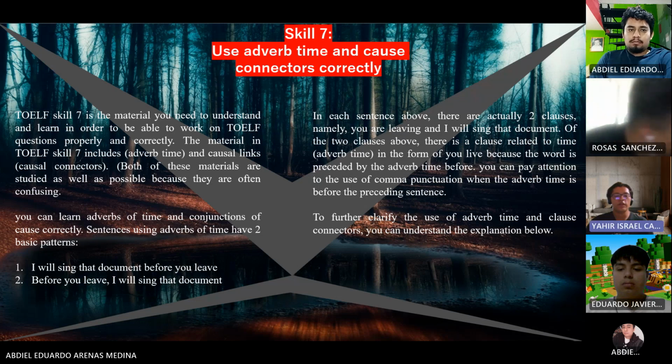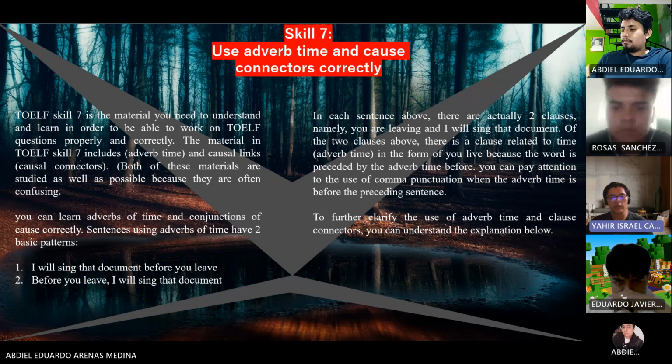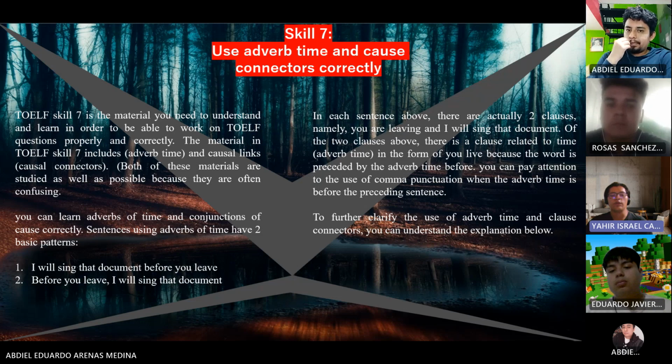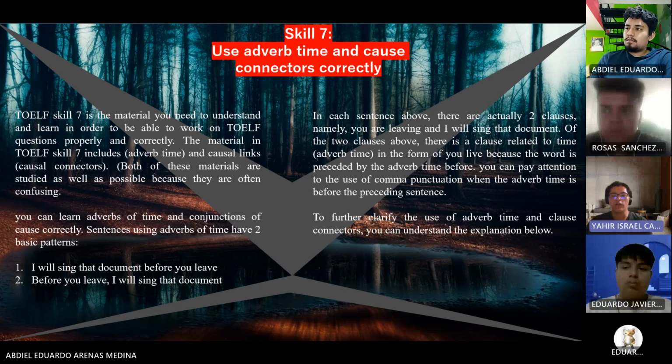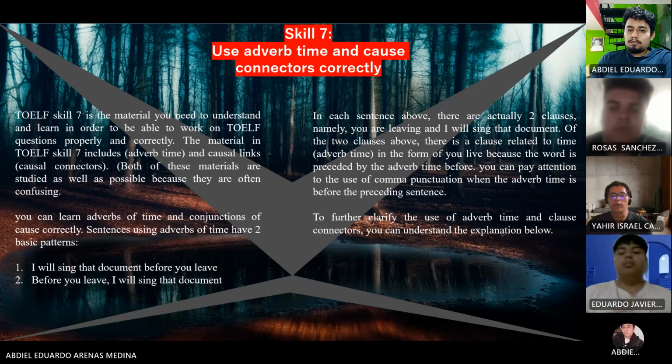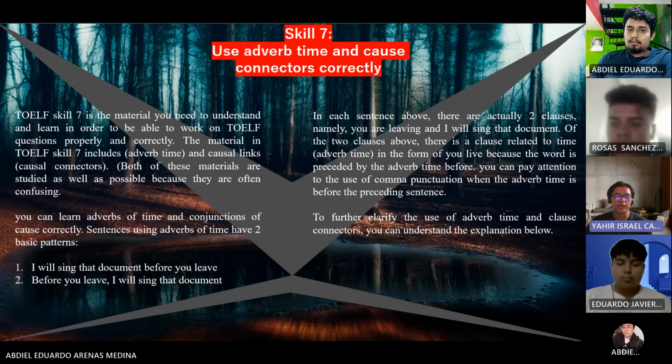Sentences using adverbs of time have two basic patterns. I will sign that document before you leave. Before you leave, I will sign that document. In the sentences above, there are actually two clauses, namely, you leave and I will sign that document. Of the two clauses above, one is a clause related to time, in the form of you leave, because the word is preceded by the adverb of time before. You can pay attention to the use of the comma when the adverb of time is before the preceding sentence.